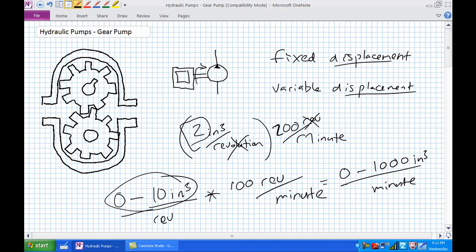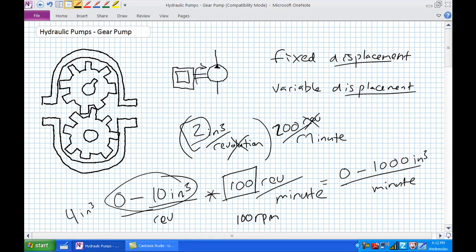Okay, because again, if we wanted a flow rate of 200 cubic inches per minute, what we do is set our displacement to 2 cubic inches per revolution. If we wanted a flow rate of 400 cubic inches per minute, we would set our displacement to 4 cubic inches per revolution, and all the time keeping our speed, our revolutions per minute, also written as RPM, 100 RPM, keeping that number constant. Okay, so variable displacement, you can vary flow by varying the displacement. Fixed displacement pumps, you can vary the flow by varying the speed at which it's driven.